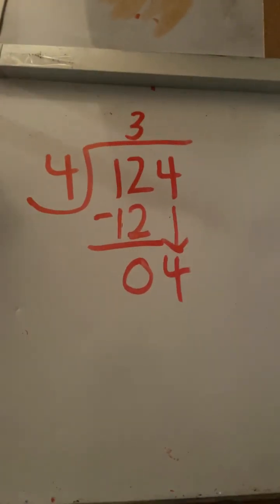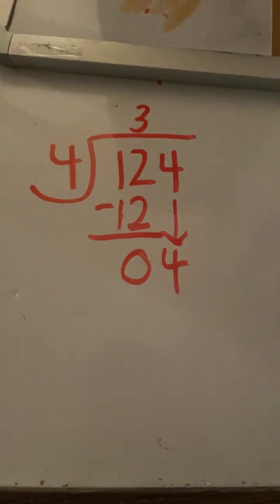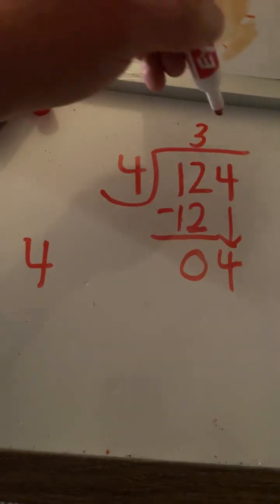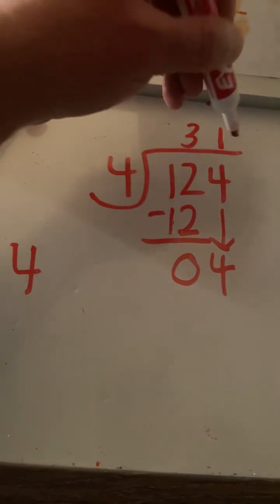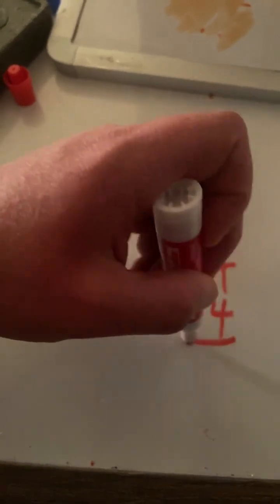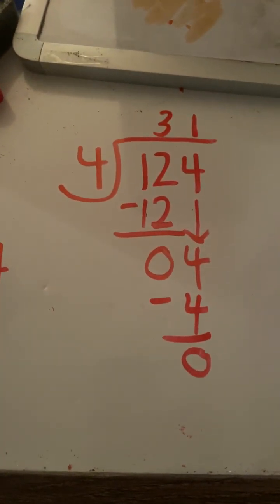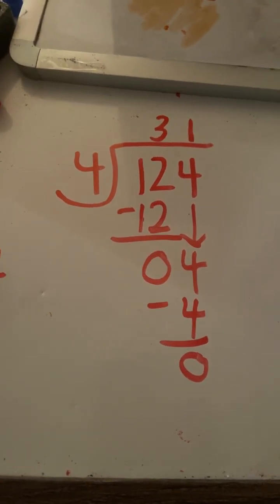I'm going to bring down the 4 now. Now we do 4 divided by 4. We count by 4s. 4, and look at that, we are right there. 4 divided by 4 equals 1. 4 minus 4 equals 0. There is no remainder. And we have our final answer, 124 divided by 4 equals 31.